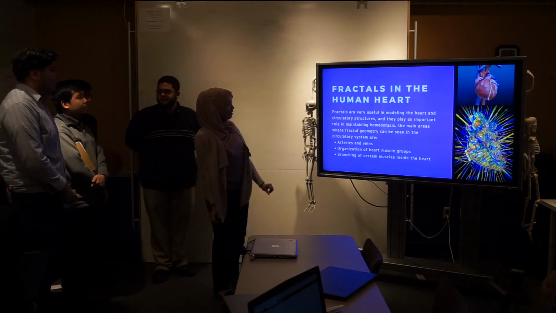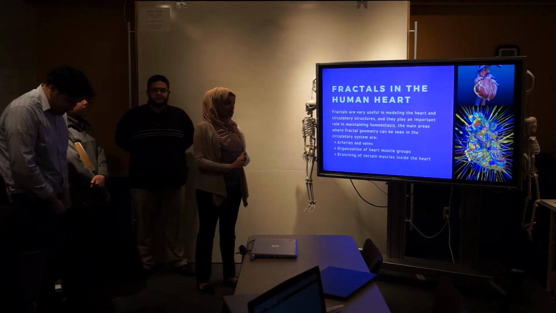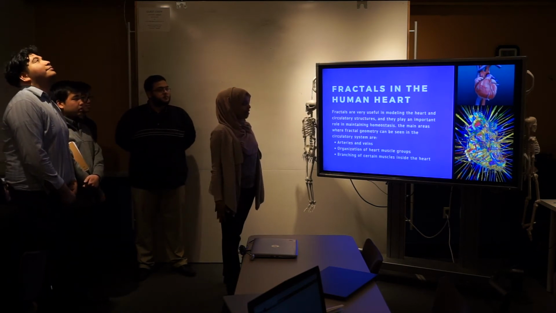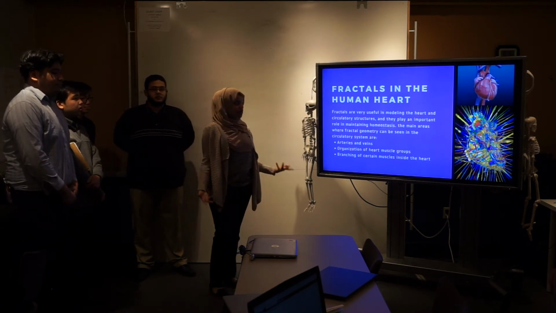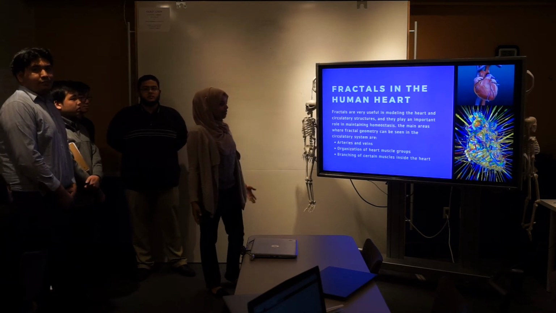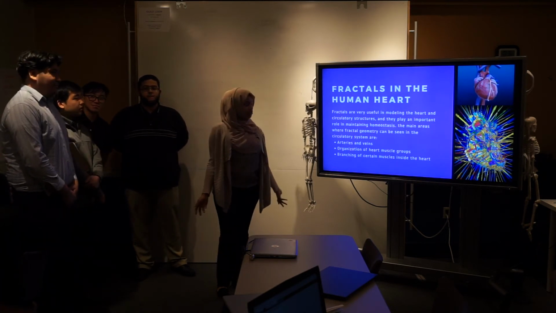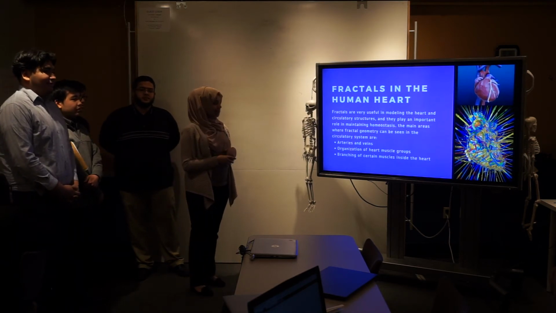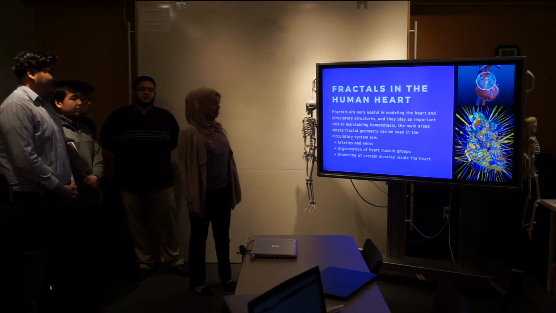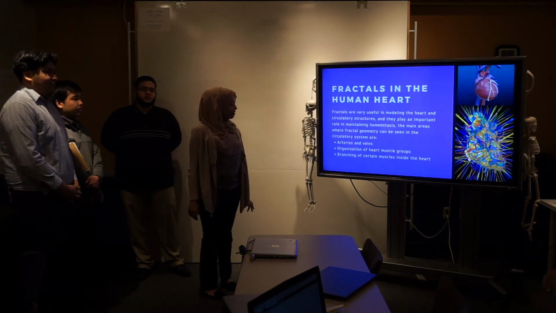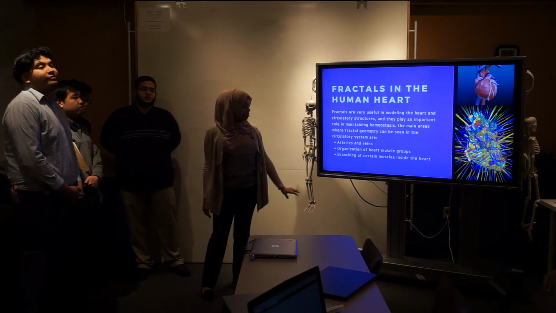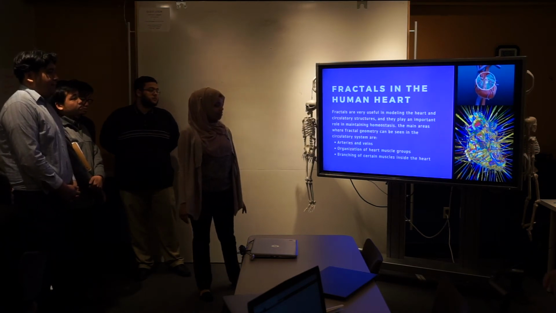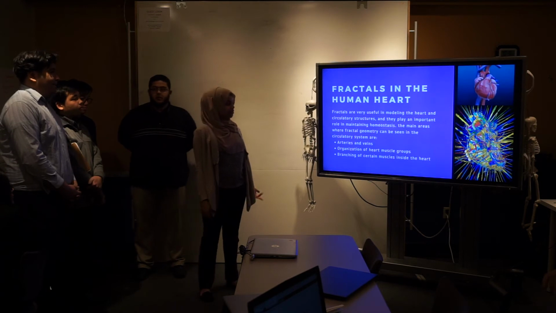Fractals in the human heart. Fractals are very useful in modeling the heart and circulatory structure, and they play an important role in maintaining homeostasis. The main areas where fractals can be seen in the circulatory system are artery and vein organization, organization of heart muscle groups, and branching of certain muscles inside the heart.